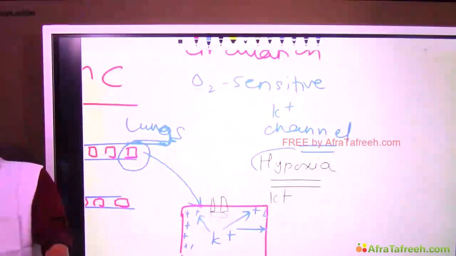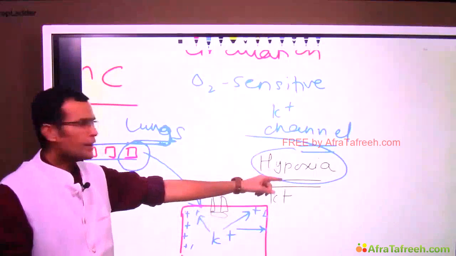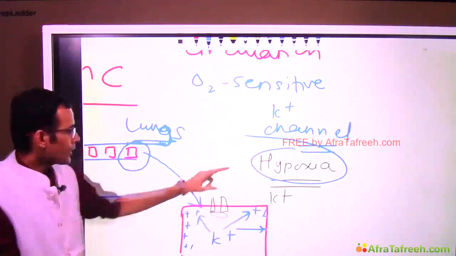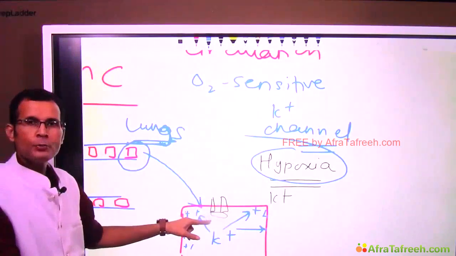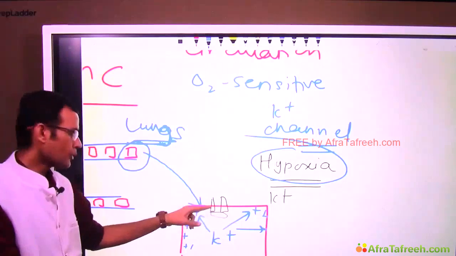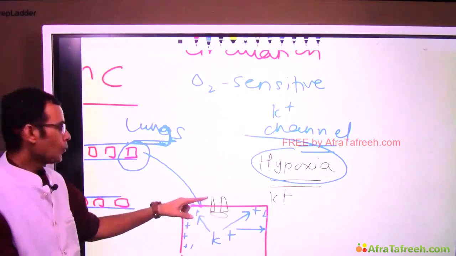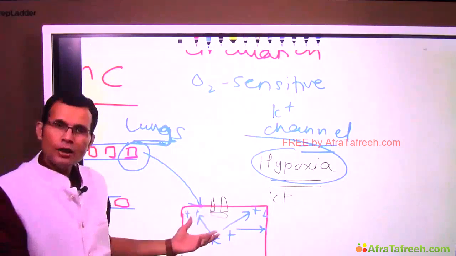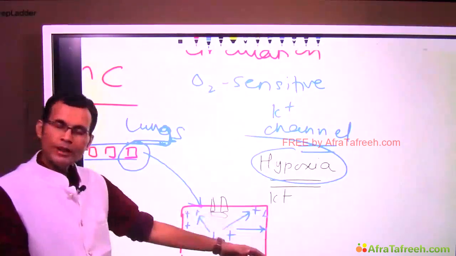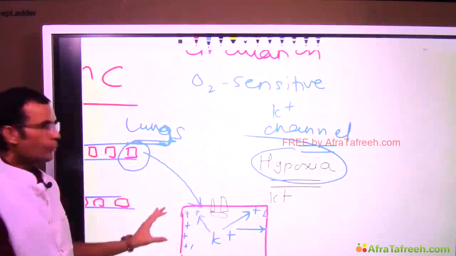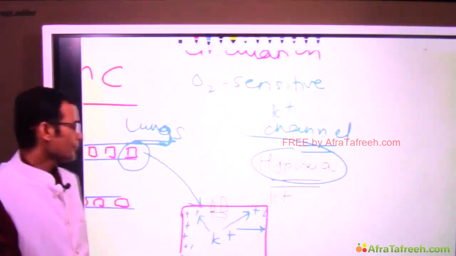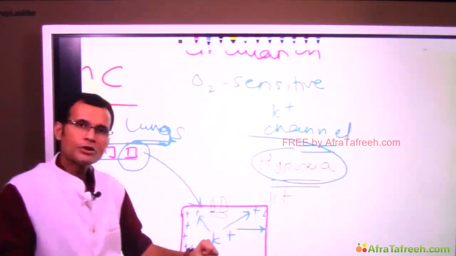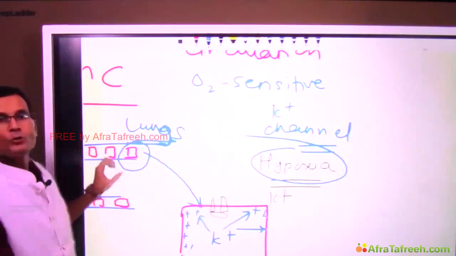So just a quick revision. If there is a hypoxia in the lungs, the O2 sensitive potassium channel or hypoxia sensitive potassium channel will close. Potassium cannot go out now. So potassium will accumulate inside the membrane. The cell will depolarize because of that, and the contraction of the cell will cause vasoconstriction.